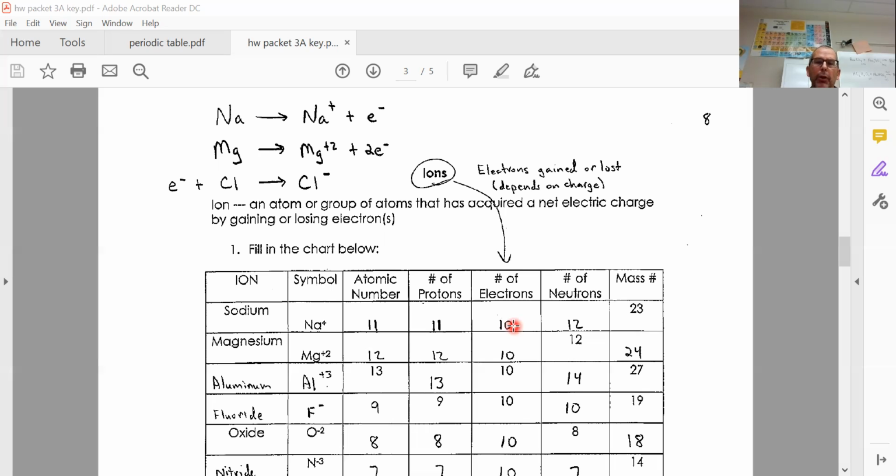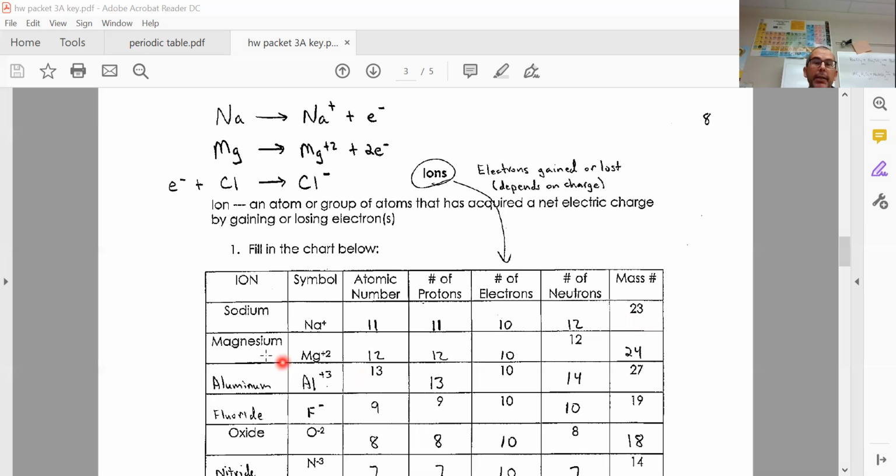Now, if it loses something, why does it have fewer electrons than protons? It loses something negative. So if I look at it and say, hey, it lost an electron, it has 11 positives and 10 negatives, so the overall effect is that it has a +1 charge. Everything else is the same as we did before. The number of protons, 11, plus the number of neutrons, 12, equals the mass number of 23.